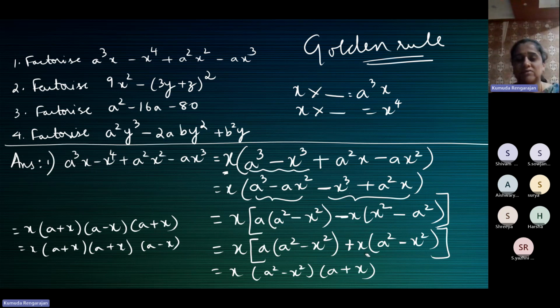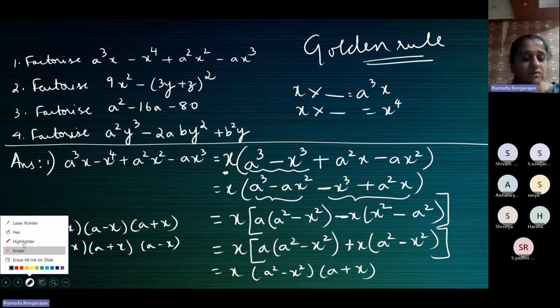Outside we have a plus x. So gather those terms: a plus x in one bracket, and a square minus x square, which we have 2 times, write once. And then this x which is already outside. But it didn't end here. Again, this a square minus x square is of the form a square minus b square, which is a plus b into a minus b. So a square minus x square is a plus x into a minus x. And this a plus x is already there. Then you can rearrange if you want. So this is how we factorize this expression, children.